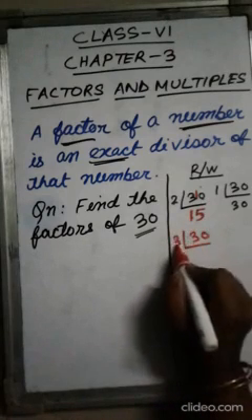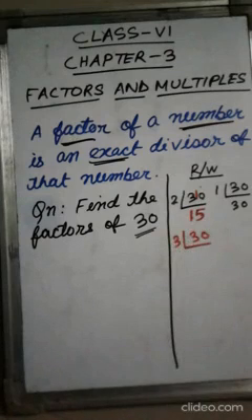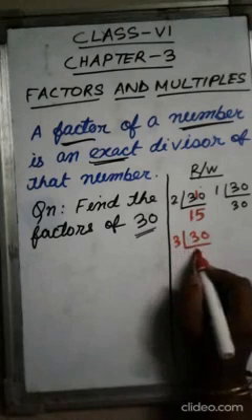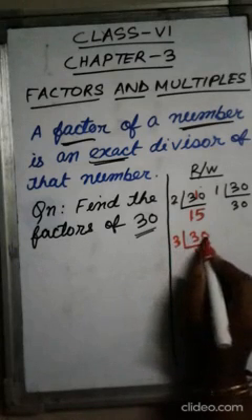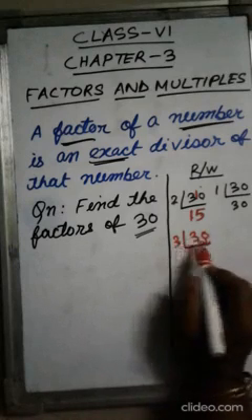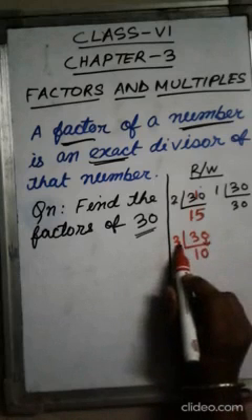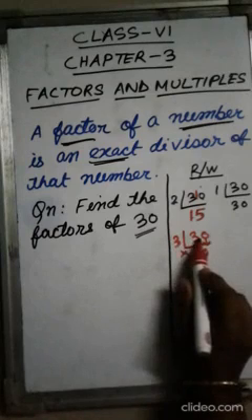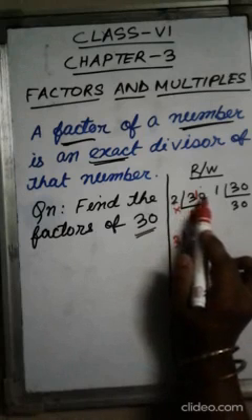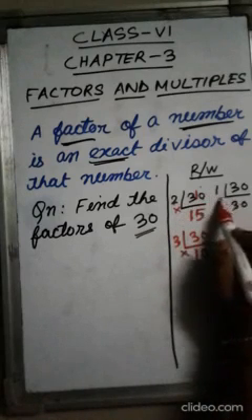If we divide 3 by 3, we get 1, and the remaining 0 will come. So by the short division, 3 into 10 is 30. Here 2 into 15 is 30. 1 into 30 is 30.